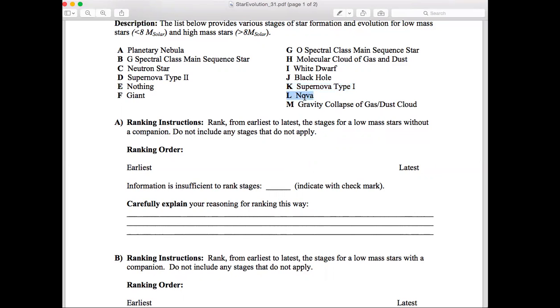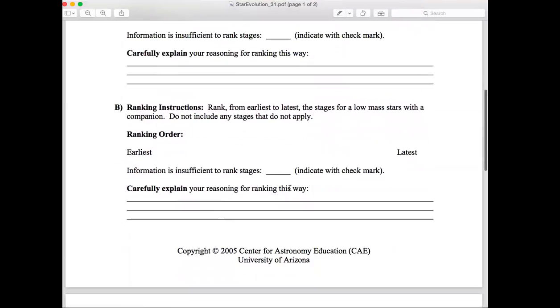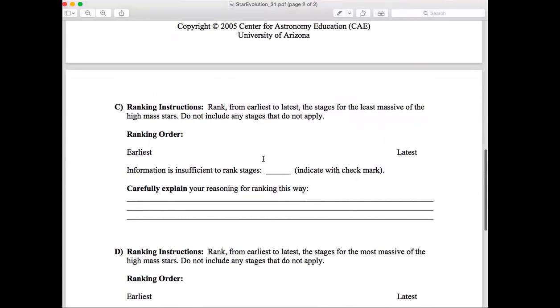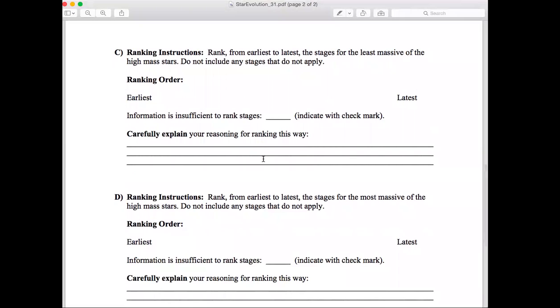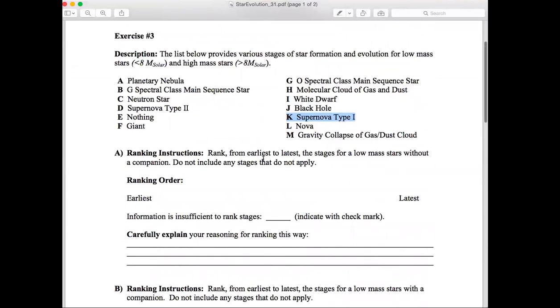Can we do the other ones? Yes. So only B you actually don't know. So let's leave B, but C you should know. What happens now to C? H, M, B, F. F is the giant, and then it's going to be D or C. D is going to be a supernova type 2, or C, a neutron star? Well, it's going to be the supernova type 2 for sure.